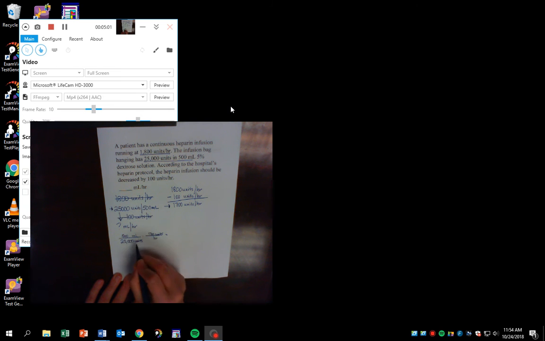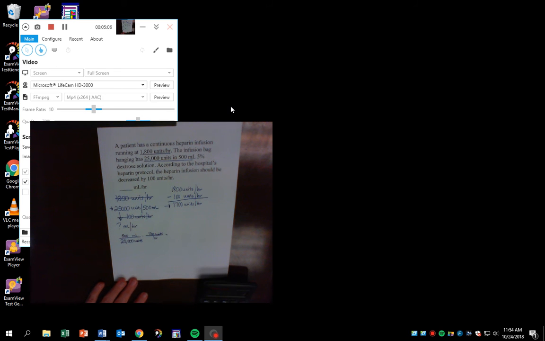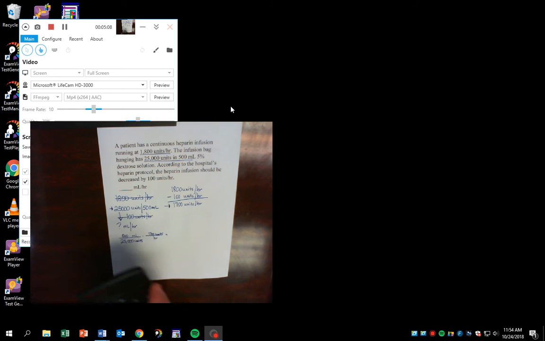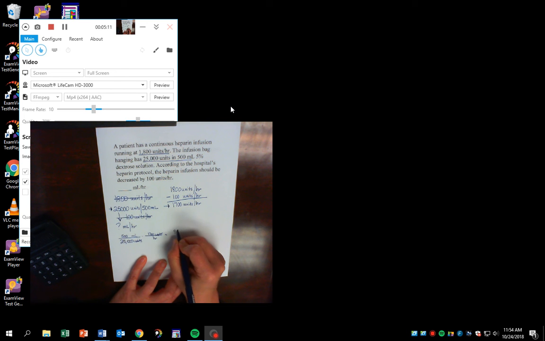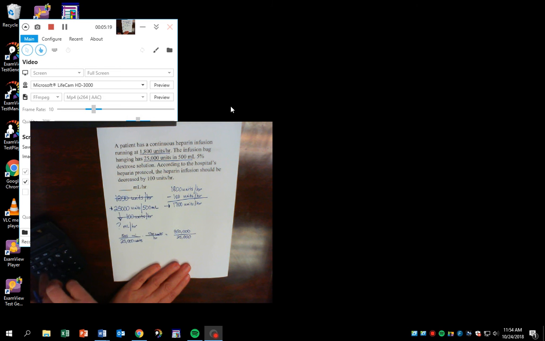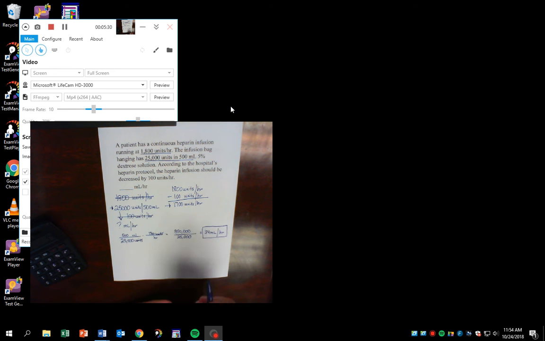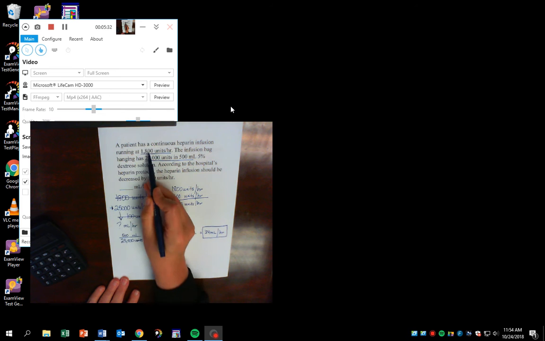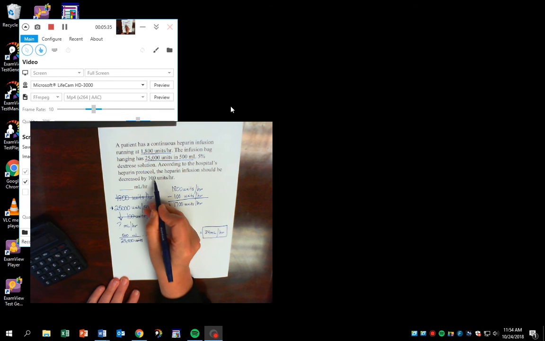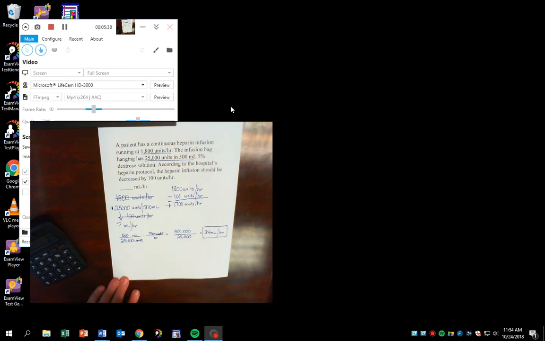And that's going to give us, because our units would cancel out, 500 times 1,700 gives us 850,000 over 25,000, and that gives us 34 milliliters per hour as our new milliliters per hour that's infusing for those changes of decreasing our heparin by 100.